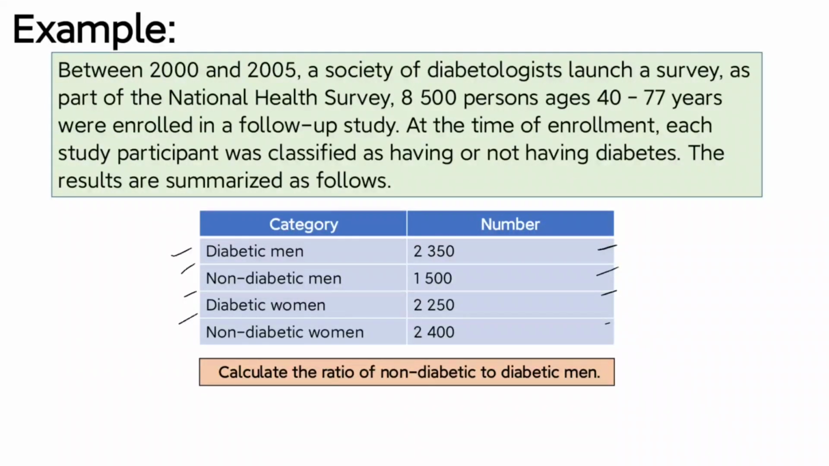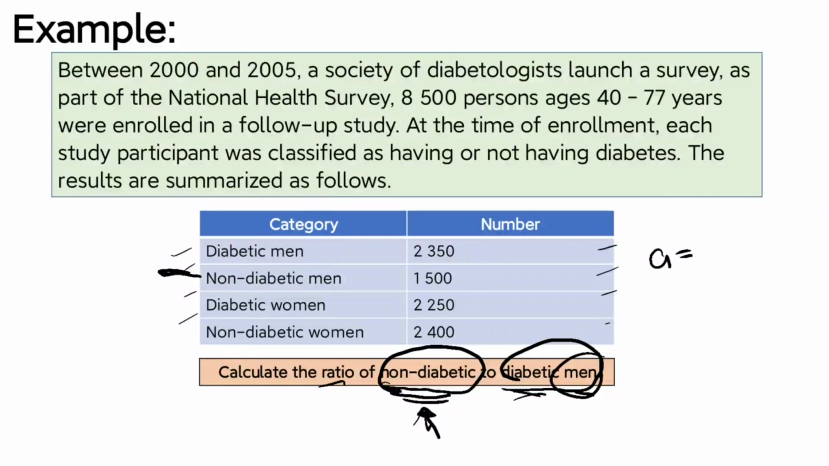Now, the question here was calculate the ratio of non-diabetic to diabetic men. Okay? So, non-diabetic to diabetic men. So, sino yung A natin yan dito? Sino yung A natin? Okay? So, yung A natin is non-diabetic. Siya yung nauna dun sa tanong. So, non-diabetic men. So, ito na yun. So, ito yung value mo for your A.